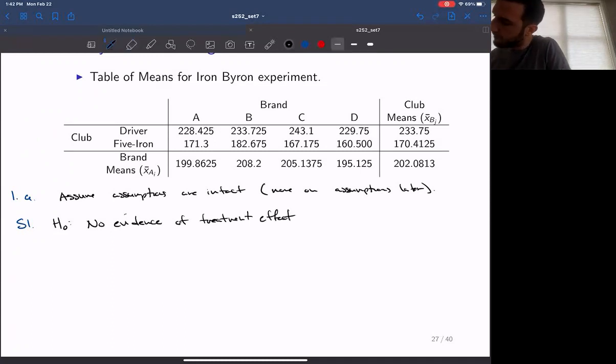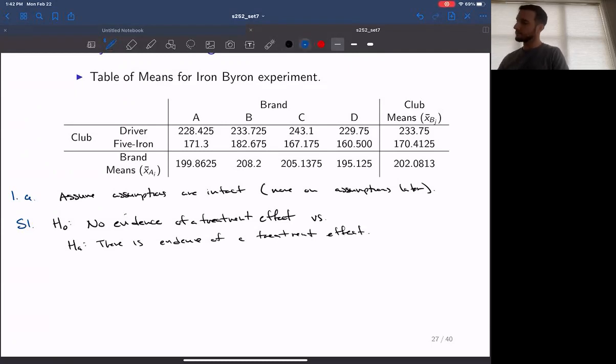Okay, versus HA, there is evidence of a treatment effect. Okay, and then on step 2, we would declare our significance level. Okay, and then on step 3, we would compute our F statistic.